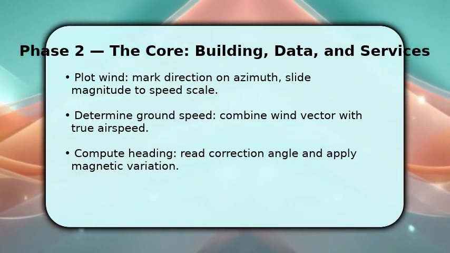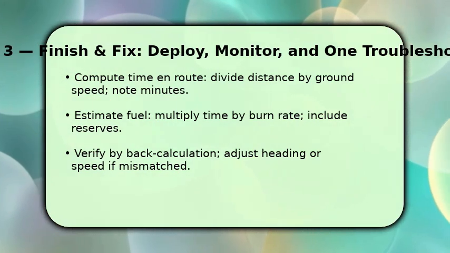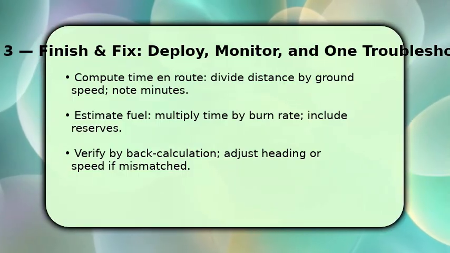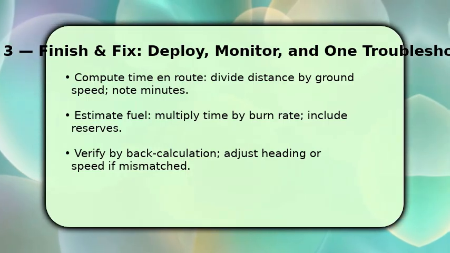Finish by computing time en route. Divide the planned distance by your ground speed and convert hours to minutes. This gives ETA and fuel needs. Next, multiply that time by your fuel burn rate and add any required reserve. This is the actual fuel requirement.